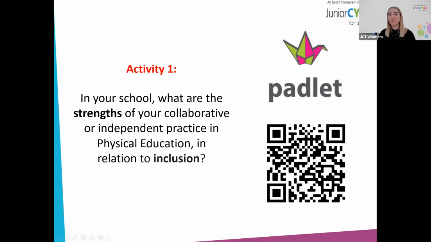We'd like to take a moment to move over to the Padlet page, and on activity 1, we might take about 60 seconds just to jot in any idea that comes to mind that is a strength of either your own personal practice or your collaborative practice in physical education relating to inclusion.